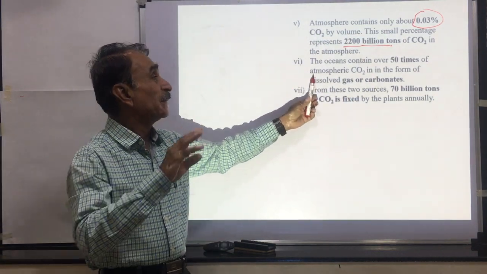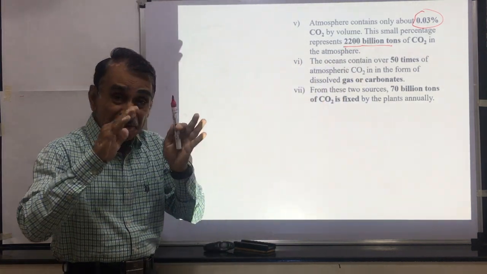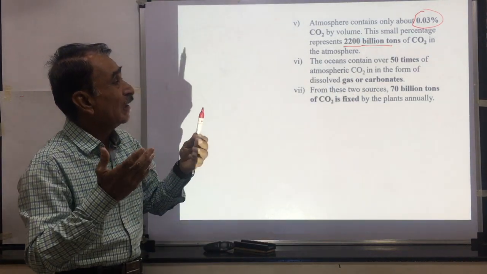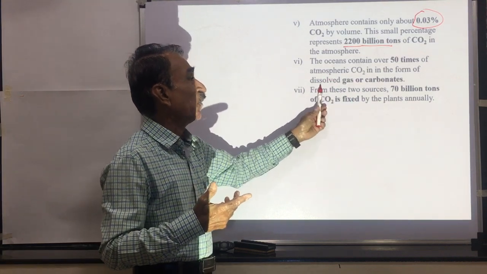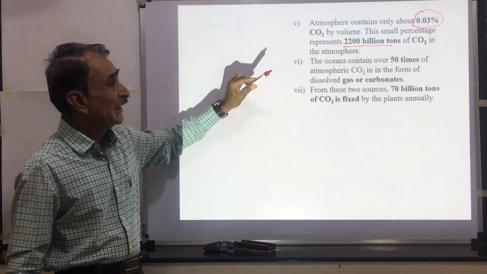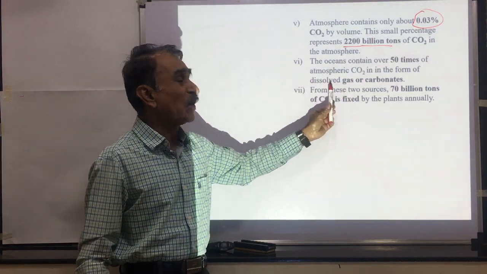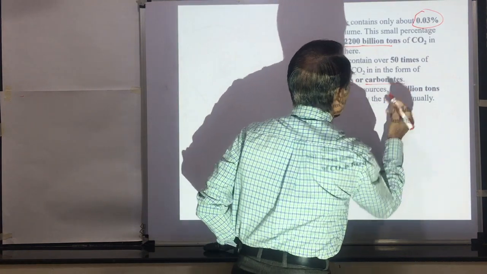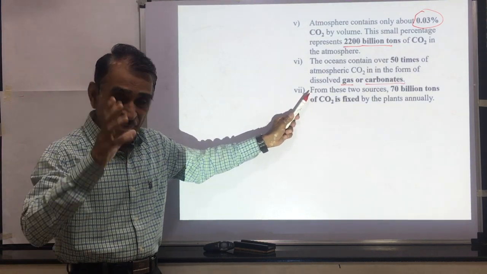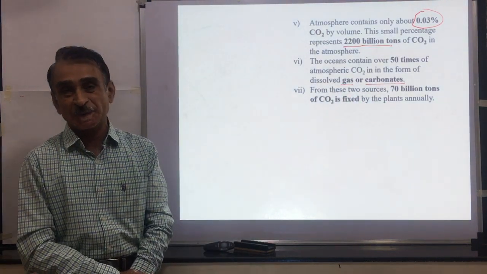Oceans contain 50 times more than the atmospheric CO2. In the oceans, it is present in the form of dissolved gas and carbonates. From these two sources, the atmosphere and the oceans, 70 billion tons of CO2 is fixed by the plants per year.